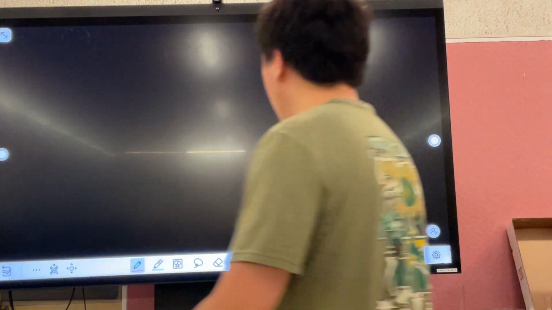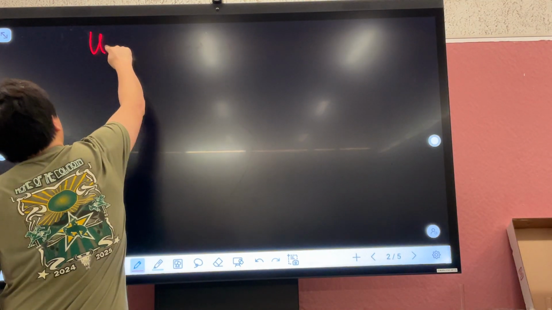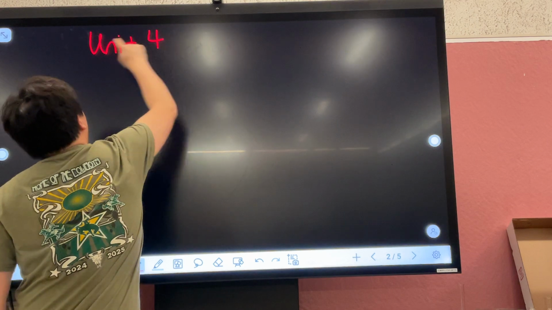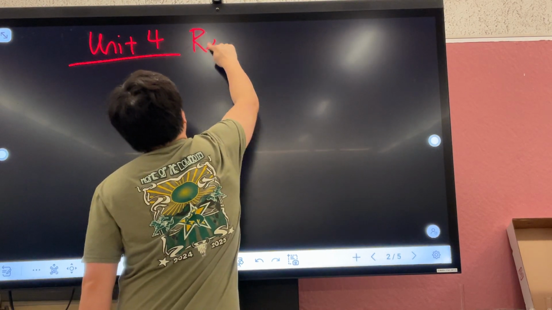All right. If you need a paper for Unit 3, Unit 4 notes, you can use the same one from yesterday. Just use the backside. So, Unit 4 review.